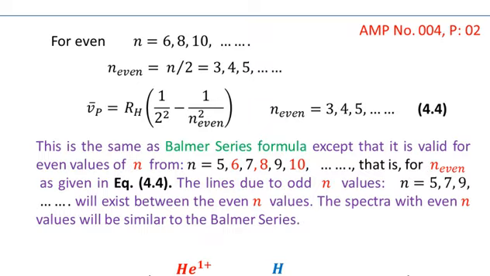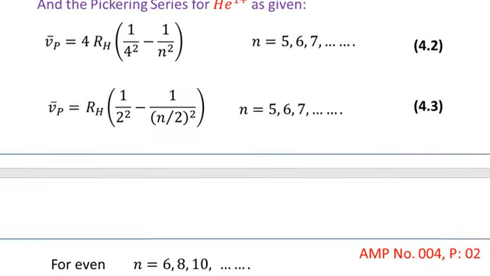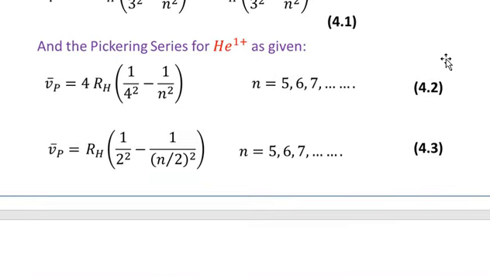So let me summarize once again from the original formula of the Pickering series given in equation number 4.2. You see that I have 5, 6, 7, 8, 9, 10, and so on. These are the allowed principal quantum numbers, and I have converted this formula into the formula of the Balmer series with the initial index 1 over 2 to the power 2, and the second index 1 over the square of n by 2. And I have used even values from the allowed values of the principal quantum number to show that these satisfy the same values as for the Balmer series formula.